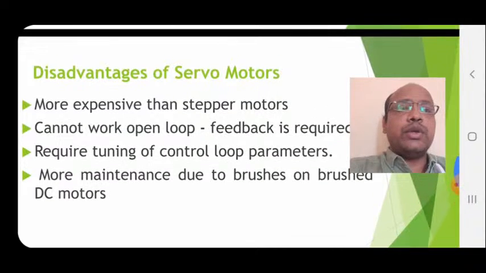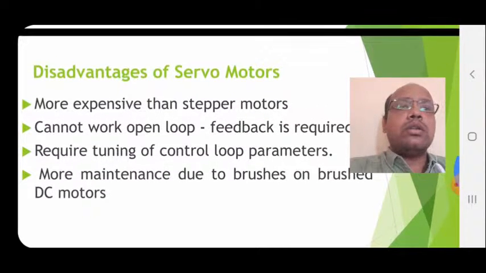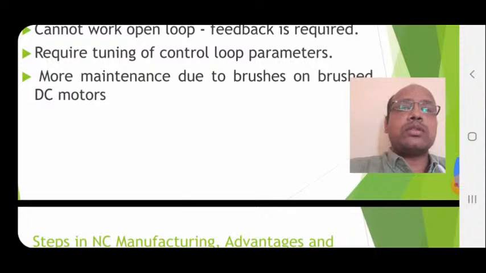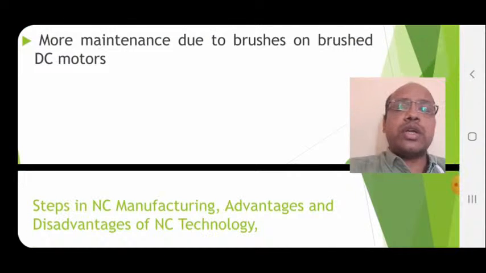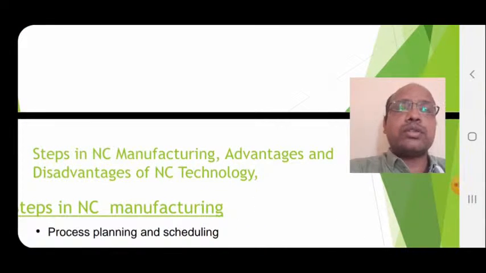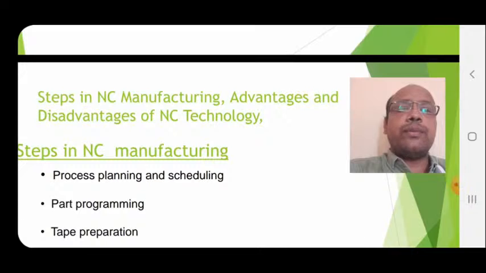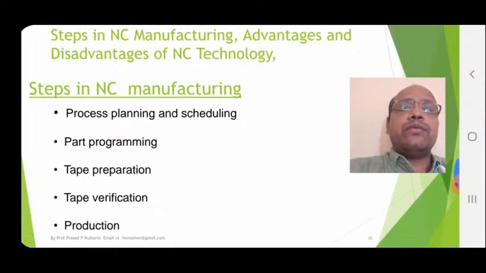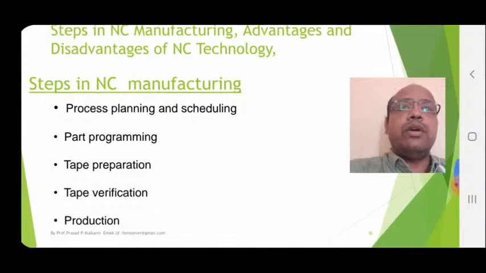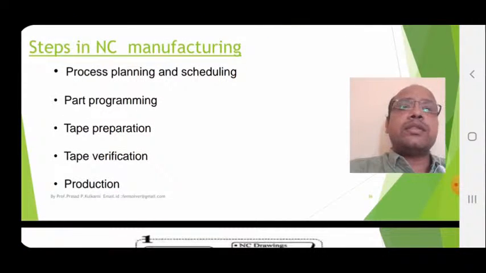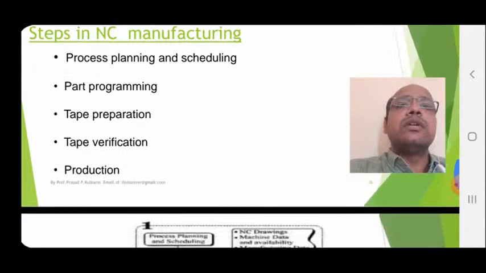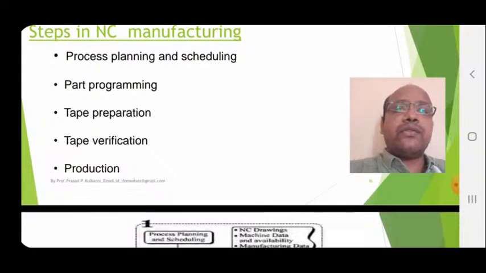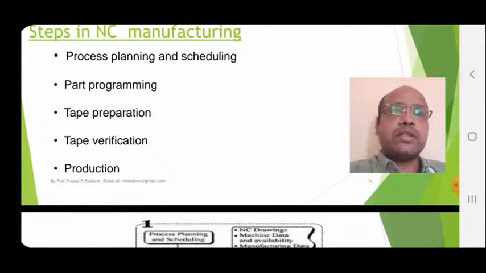More maintenance is needed due to brushes on brushed DC motors. So maintenance is obviously required for servo motors because of the use of brushes. Now let us see the next part of this chapter, that is steps in NC manufacturing system, their advantages and disadvantages. Basically there are 5 steps in the NC manufacturing system.